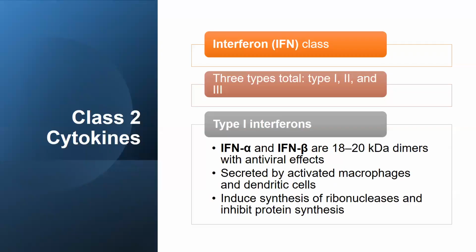Our class 2, our interferon class, we've talked a little bit about them, but we'll look at them a little closer. These are all going to be IFNs, interferons. There's technically 3 types. There's interferon alpha and beta. They typically have a lot of antiviral properties, so think about them when you're dealing with a viral infection. They are secreted by macrophages and dendritic cells. They're going to inhibit protein synthesis, and they're going to induce synthesis of ribonucleases.